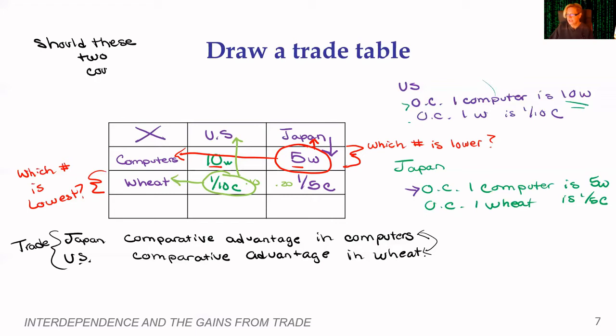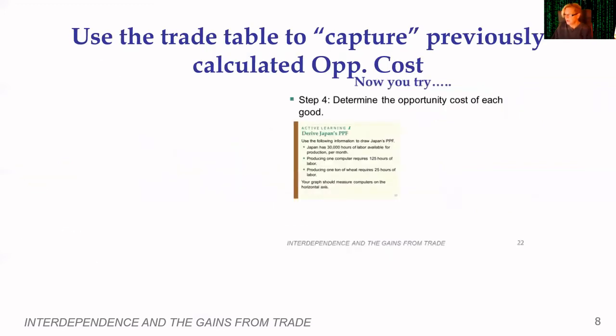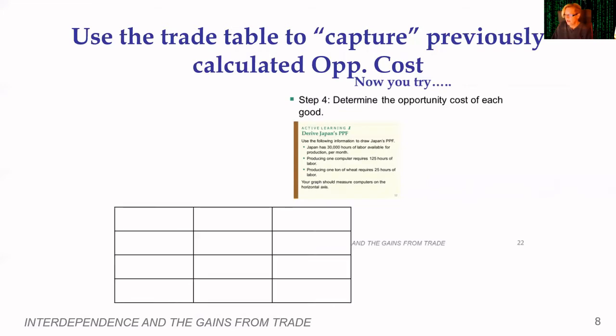And you're going to say yes, trade. And you're not going to say because the circles are diagonal, but that's your double check. You're going to say because each has a comparative advantage in the opposite good. So this is the reasoning why the two should trade. Okay. So we captured the information that we calculated. Now go ahead and take a minute and see if you can fill out the trade table here.